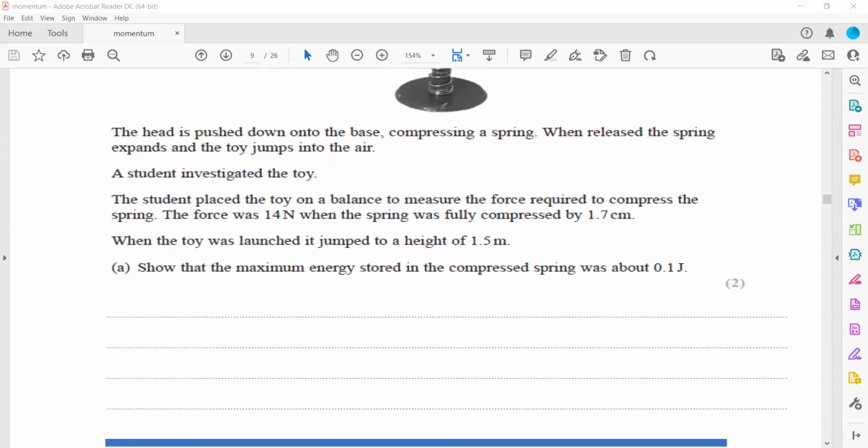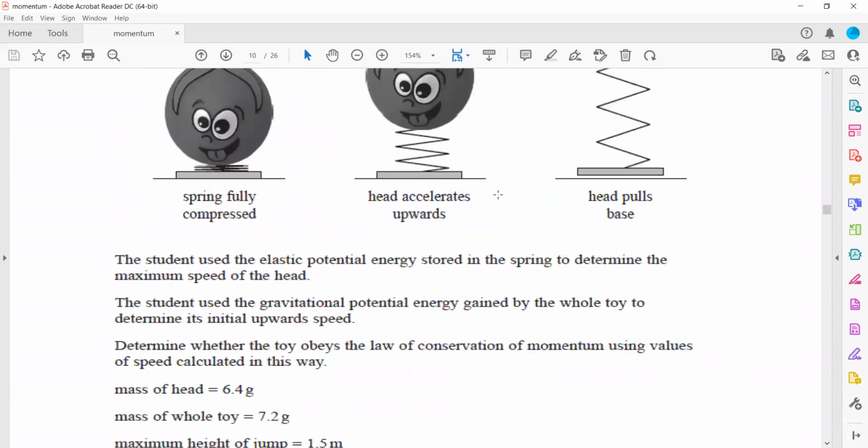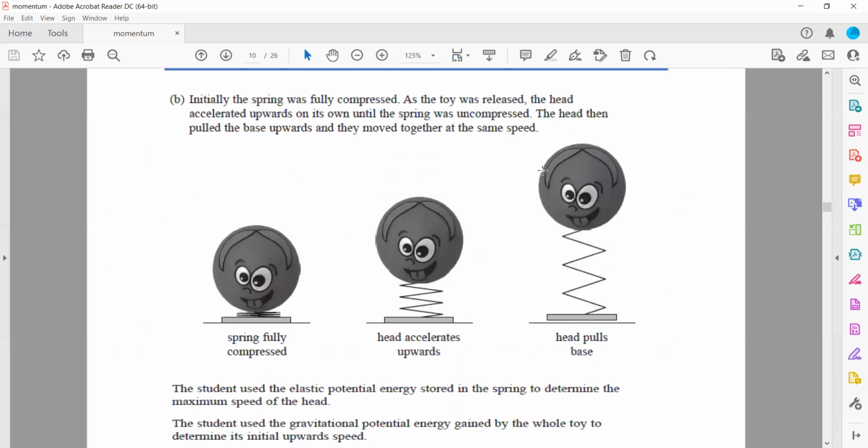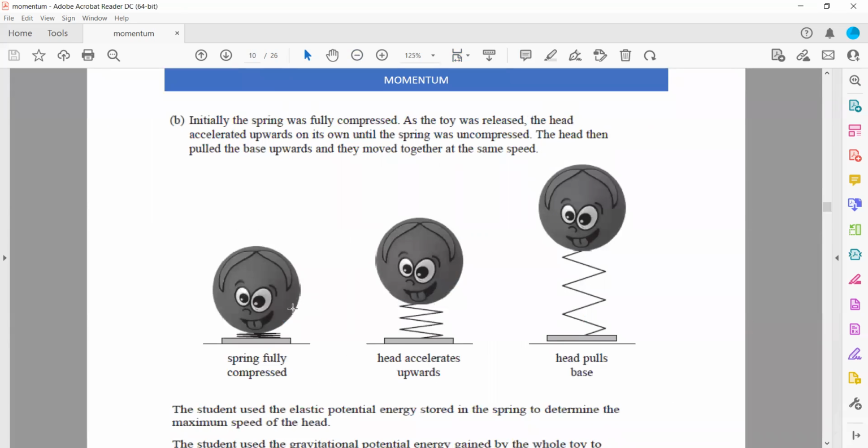Next is question 16 part B. Initially the spring was fully compressed. As the toy was released, the head accelerates upward on its own until the spring is uncompressed. The head then pulls the base upward and then they move together with the same speed.